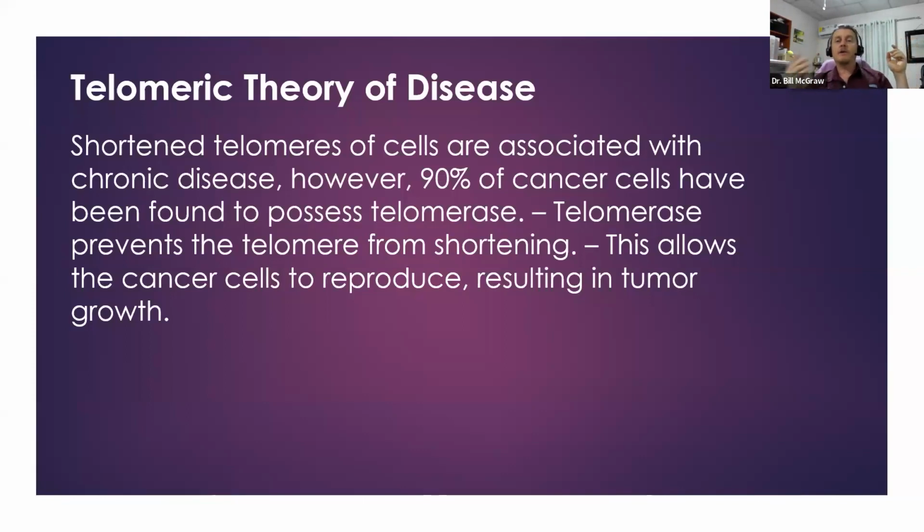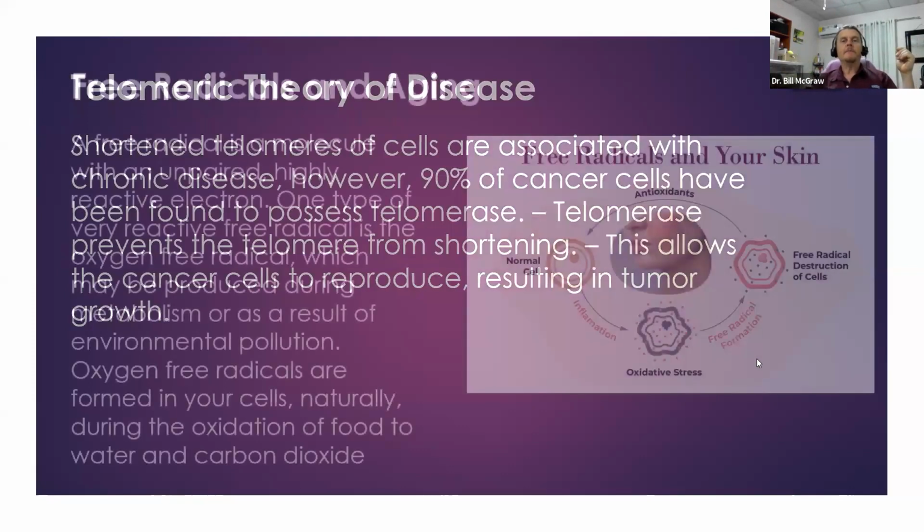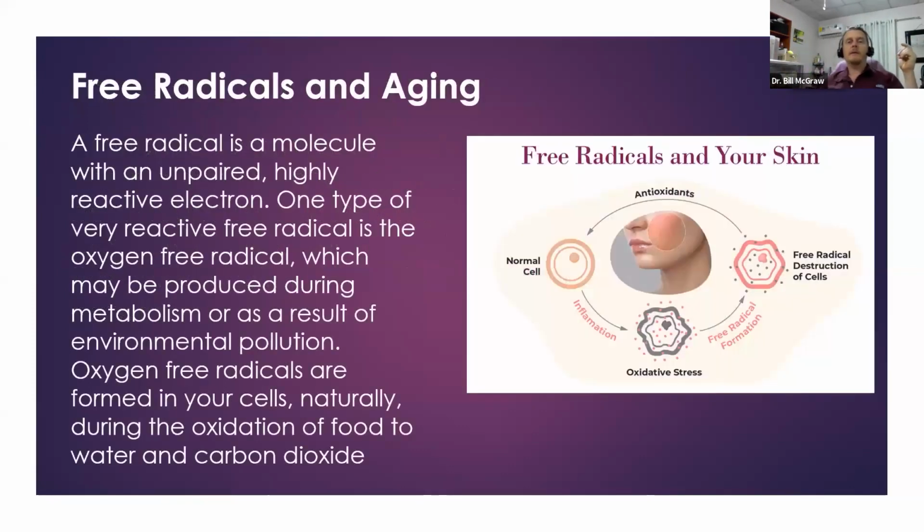However, 90% of all cancer cells have been found to possess telomerase in excess amounts. So it keeps a cell growing faster and faster. So cancer cells also use excessive amounts of telomerase to make a cell grow faster and faster and stronger. So it's something to keep in mind. So there can be too much of a good thing, right? Okay, free radicals. We're coming down the path there.